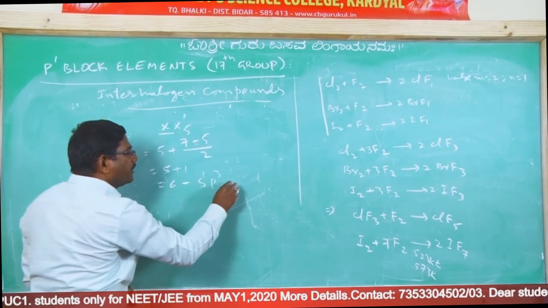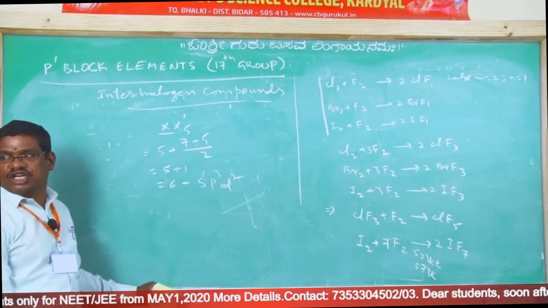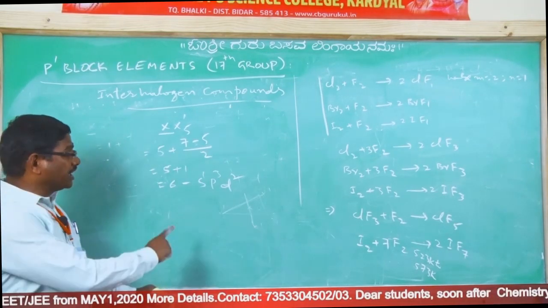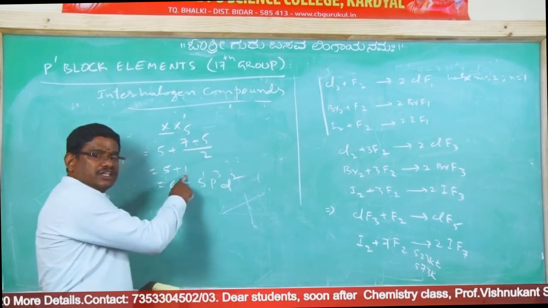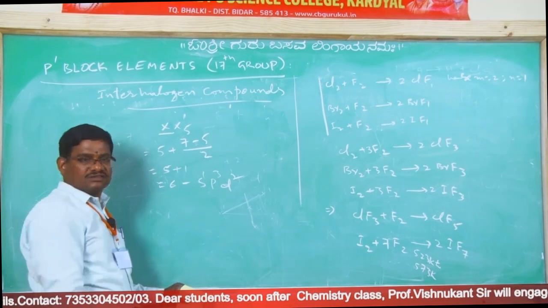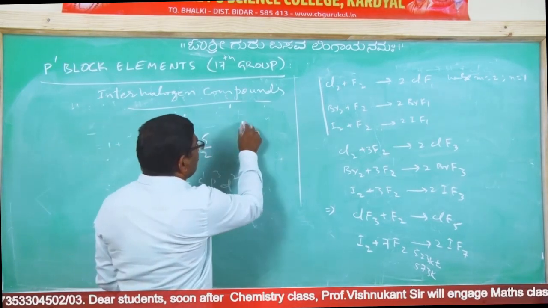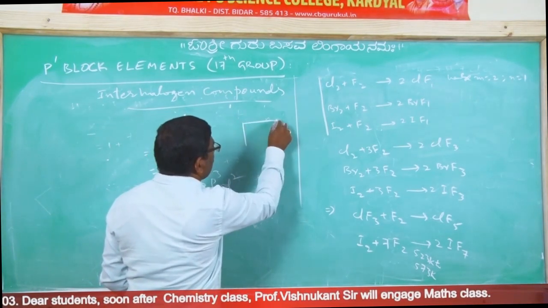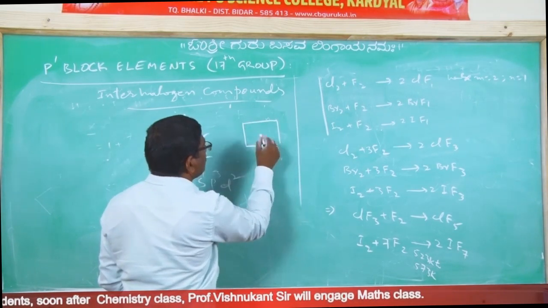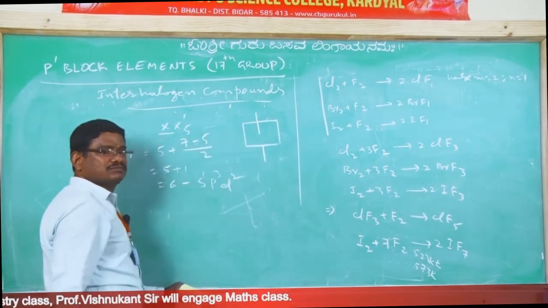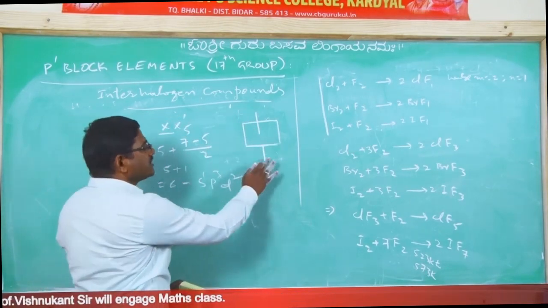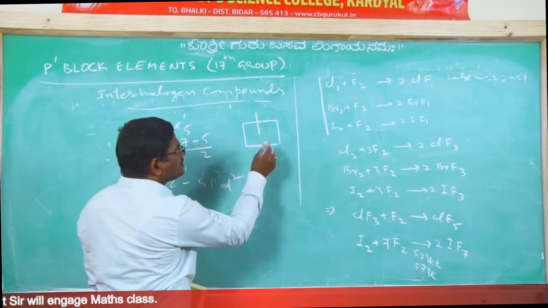sp3d2 hybridization, with 5 bond pairs and 1 lone pair. It is not the original, it is a deviated structure, right? Here actually it is octahedron. Clear na? Like this. In this case one of them is a lone pair, this is a lone pair.